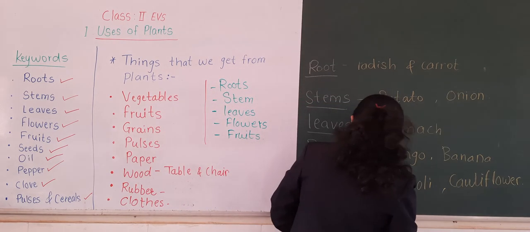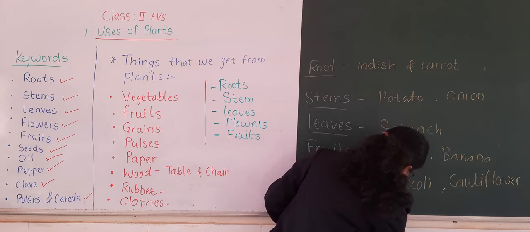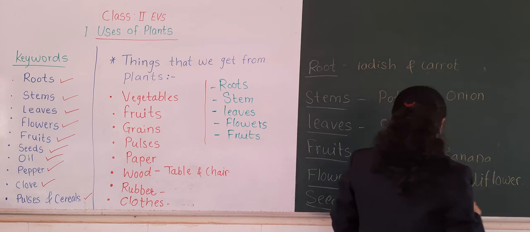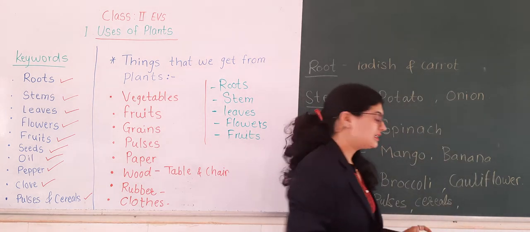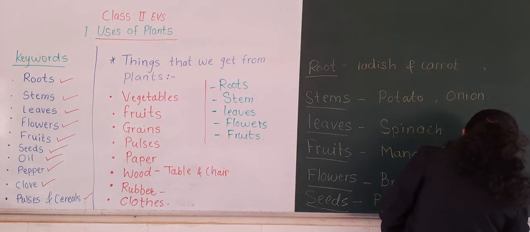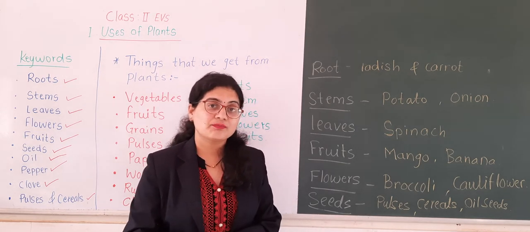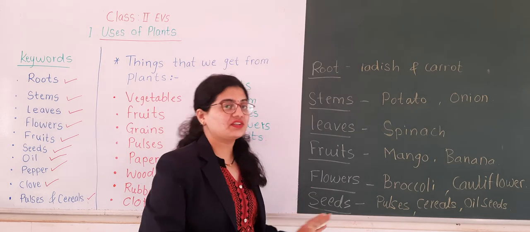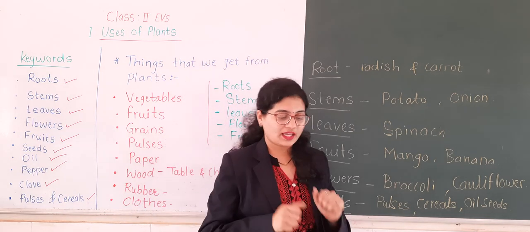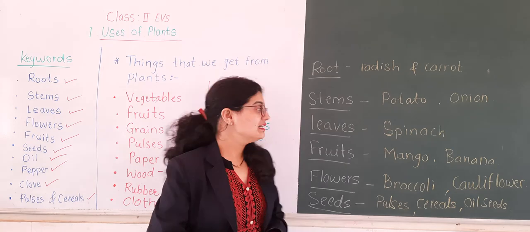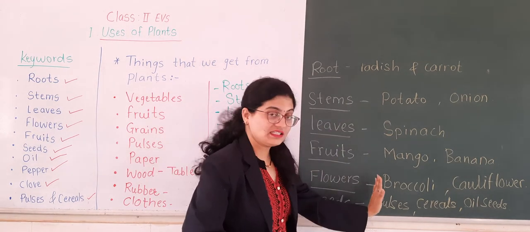Okay. So here I write seeds that we eat: pulses, then cereals. Then we also eat different oil seeds. I have written different things that we get from plants. These are the different parts of a plant which we eat. Right? Okay. So my dear children, today we have seen different parts of a plant and the different parts of a plant that we eat as food.